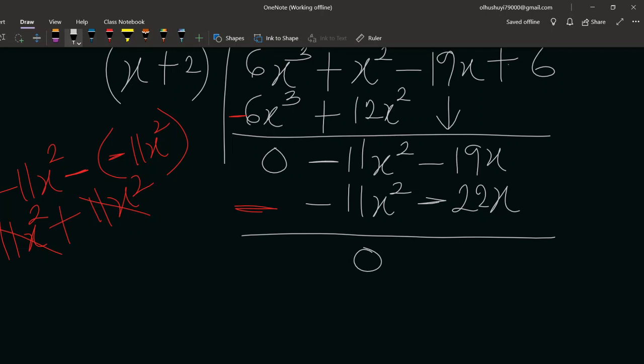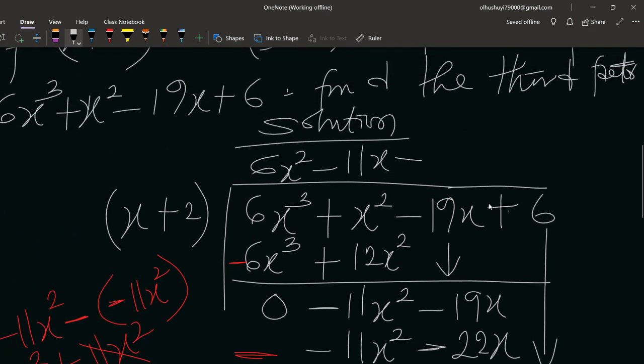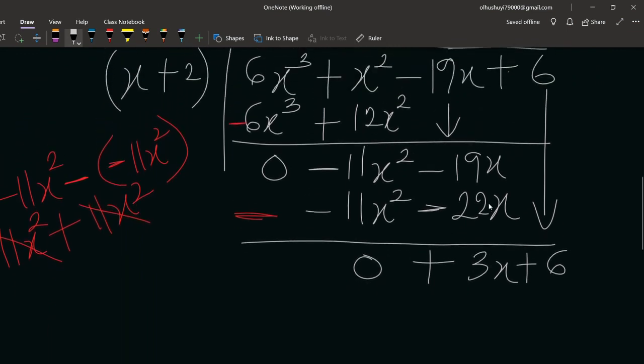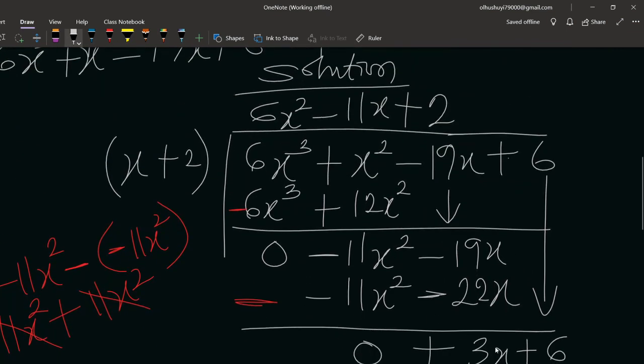So come back to this place, one will be 0. Then minus 19x minus minus 22x. That becomes minus 19x plus 22x. And that will be plus 3x. Bring down this 6. That will be plus 6. You check again. x in 3x, oh, plus 2 rather, because we only have 3x here. Sorry. x in 3x, you should have 3. Because x will cancel out x, 3 will be left, right?